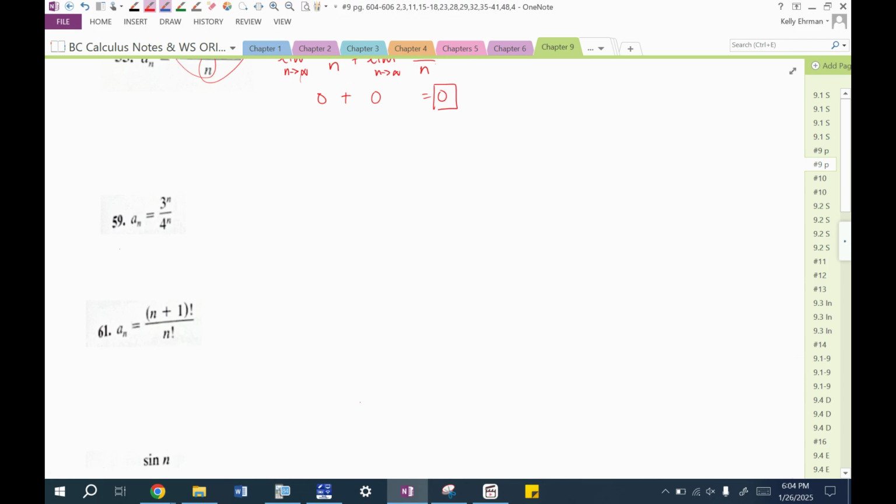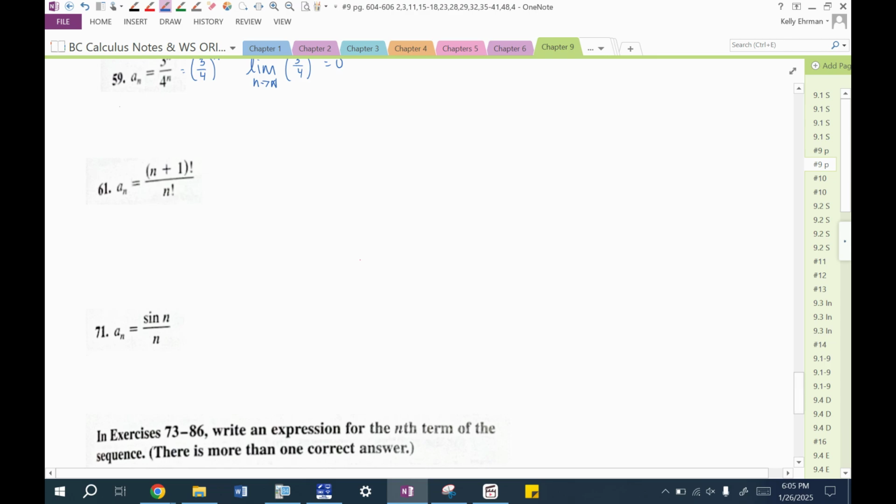I believe we had this in our notes. You can rewrite this as 3/4 to the n. So as long as the base number is not larger than 1, then this is an exponential decay graph, so it will approach 0. So the limit as n approaches infinity of 3/4 to the n is equal to 0. It doesn't matter how close to 1 the fraction is. If it's less than 1, then it's going to approach 0 in the end.